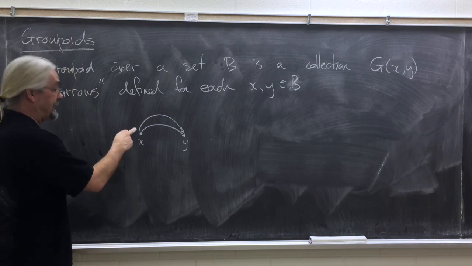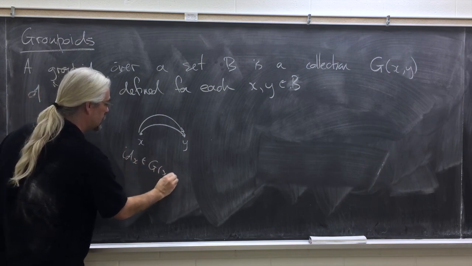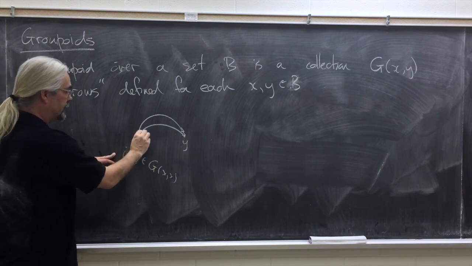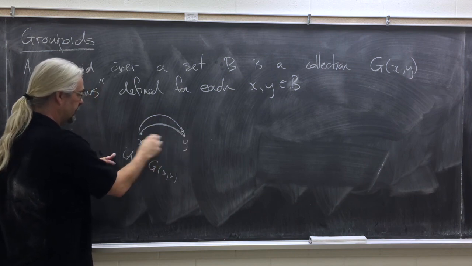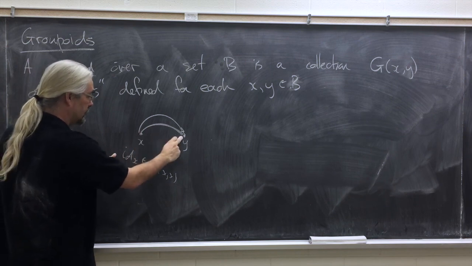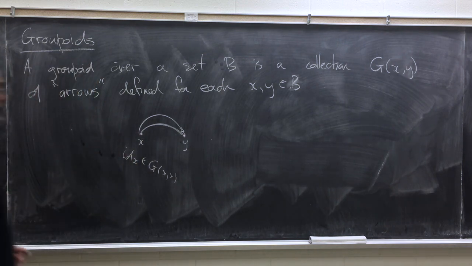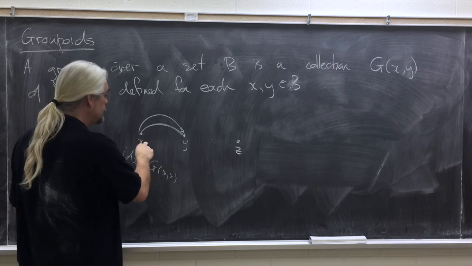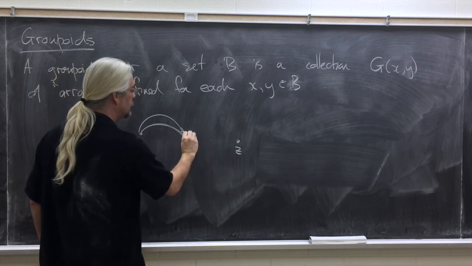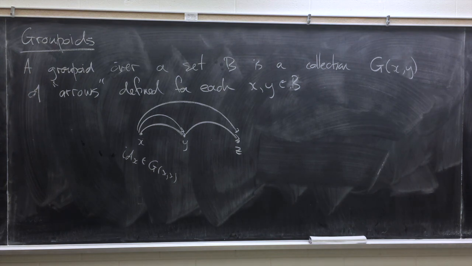You have identity mappings which live in here, and they have obvious composition properties: when you take an arrow that goes from X to Y and then hit it with the identity of Y, you get the mapping you started with. If you apply the identity of X first and then this mapping, you end up with this mapping. You also have a composition mapping, which tells you how to take arrows in G(X, Y) and compose them with arrows in G(Y, Z). It gives you the rule for assigning what you call the composition, and the composition should be associative.